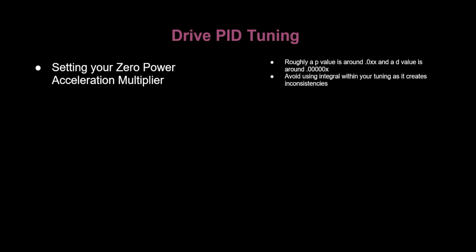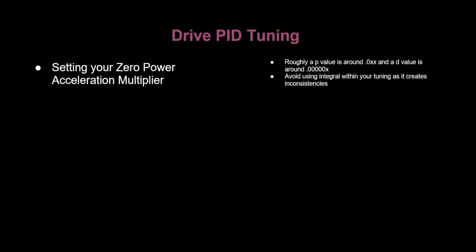And here is our drive PID tuning. The footage for this did get lost, so I'll just explain how this works. To first start it, you have to set your zero power acceleration multiplier. The higher numbers are, the faster you stop, but the more oscillations are introduced within your tuning. Having a lower zero power acceleration multiplier means slower stopping, but you'll experience fewer oscillations. The recommended value we've seen is around 4. I believe going from 2 to 6 is probably the best range that you'll see.